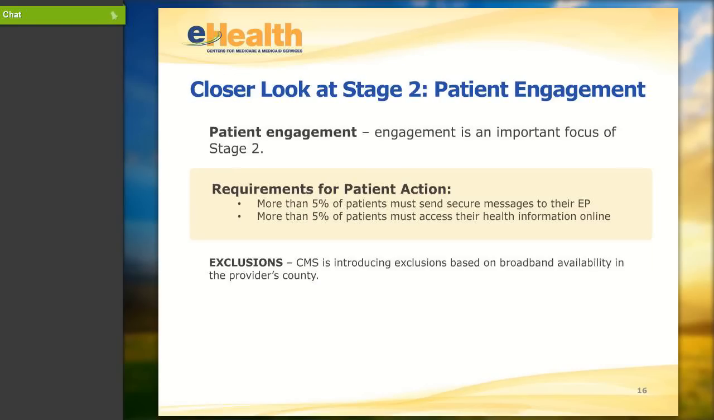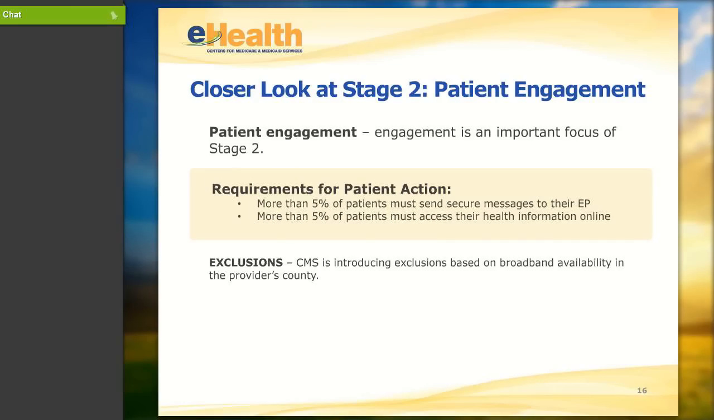I want to focus in on a handful of objectives that are really the focus of stage 2. So when we look at stage 2, and you see a lot of objectives that you're already familiar with, and you see a lot of objectives that are new, there are obviously some objectives that we place more importance on than others because we believe that they will have the most effect on patient care. So one of the focuses in stage 2 is patient engagement. And you will see that there is a requirement in a couple of different areas for patients to actually take a specific action in order for an eligible professional to meet meaningful use.